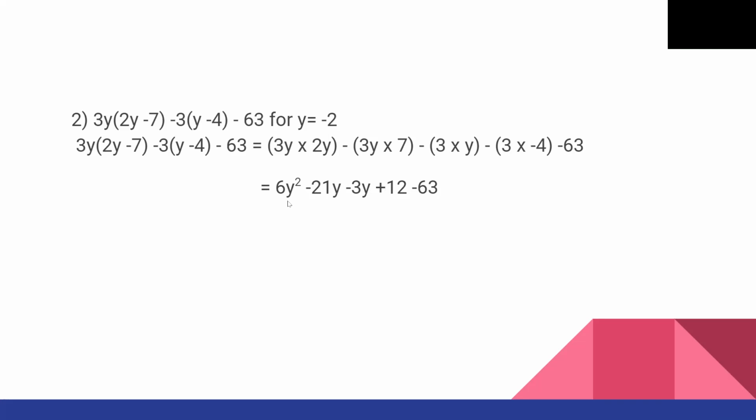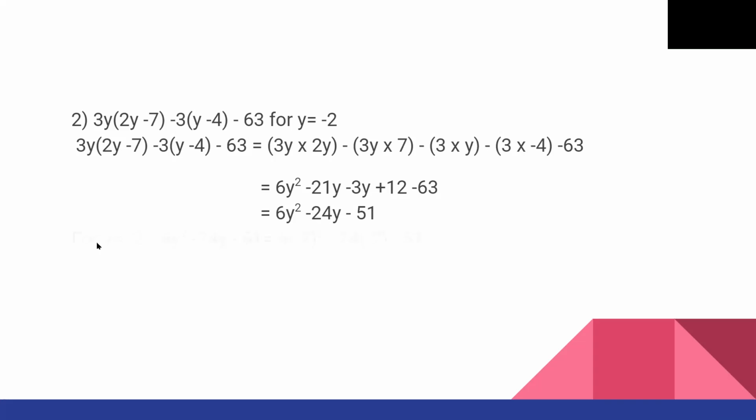Now again we can simplify. 6y square is only one term. So write 6y square minus 21y and 3y. These two are like terms. So minus 21 minus 3 will become minus 24y. Here also we can simplify. 12 minus 63 equal to minus 51. Now simplification is over. Now we have to substitute for y equal to minus 2.